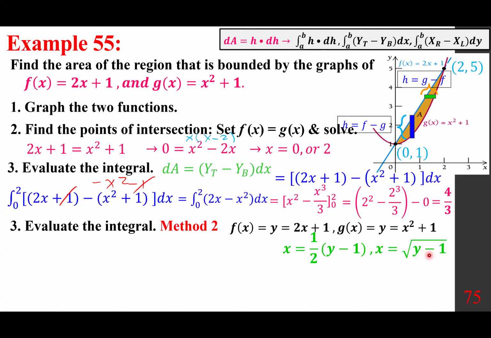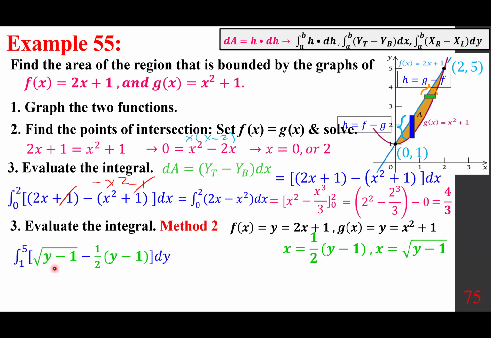We've already figured out points of intersection. So x on the right comes from the curve, square root of y minus 1, minus x on the left comes from the line, and then we put dy, and we're going to evaluate it from the y coordinate to y coordinate, from 1 to 5. So I hope you see that the first method is easier, but I just wanted to let you know that it is possible to go that far.